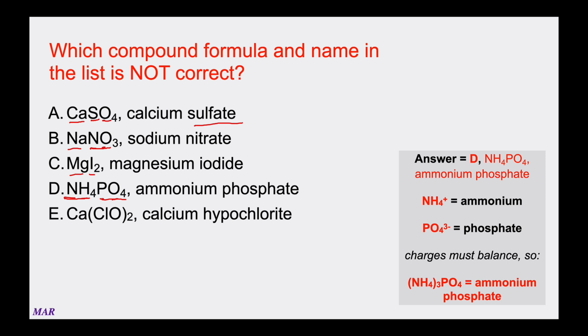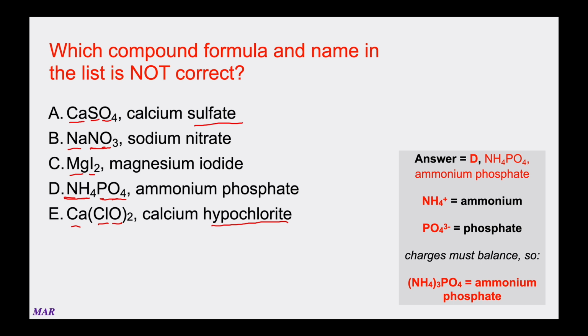Now, the last one there, just for completion, you do have calcium, chlorine, and oxygen, 3 types of atoms. Yes, you have a polyatomic ion. ClO is the hypochlorite ion, and it has a negative 1 charge. And just like in A, calcium will be positive 2, so you need 2 negative 1 hypochlorites to go along with it. Ca parentheses ClO parentheses 2 is the correct formula.